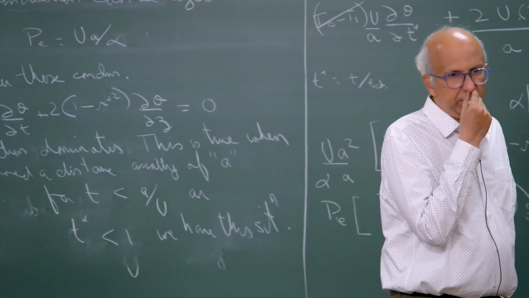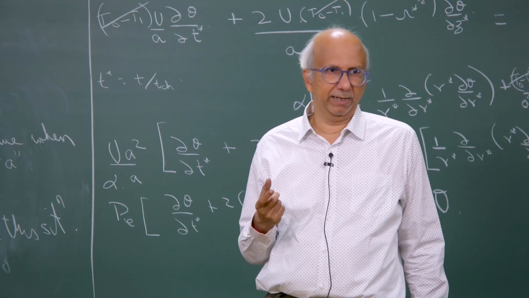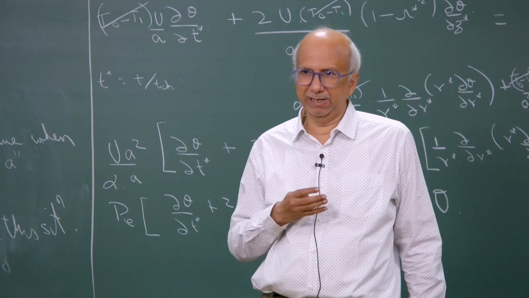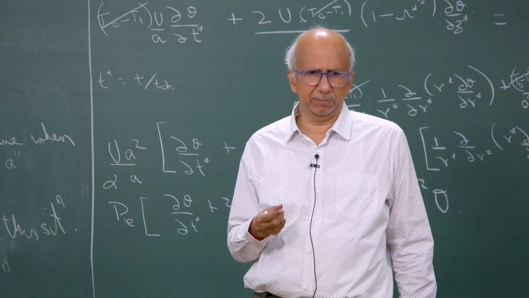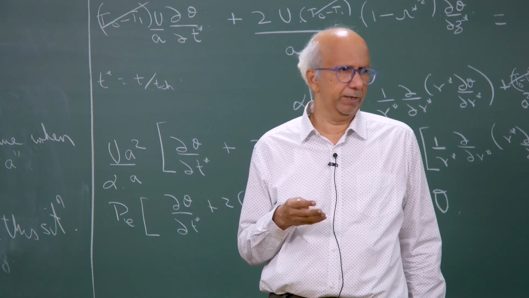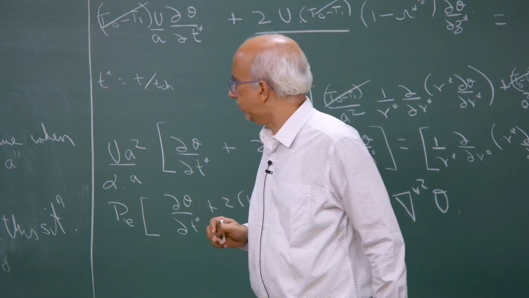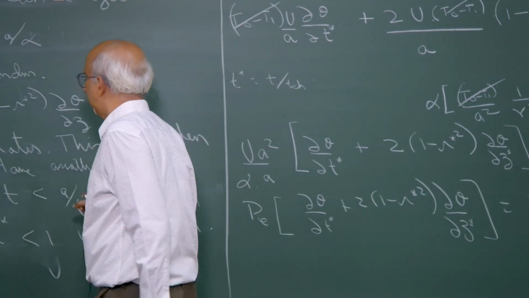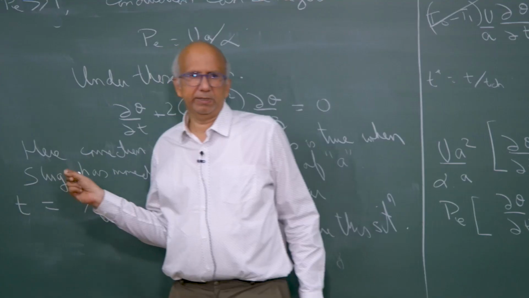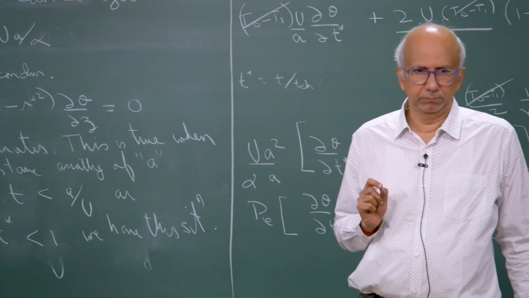So, this business of convection dominating, where I can neglect conduction, is only for the initial part. What do I mean by initial part? This t star is less than 1, t is less than A by U. Okay. So, that is the initial portion. Why? Because only here is my choice of z characteristic being equal to A valid. Okay.